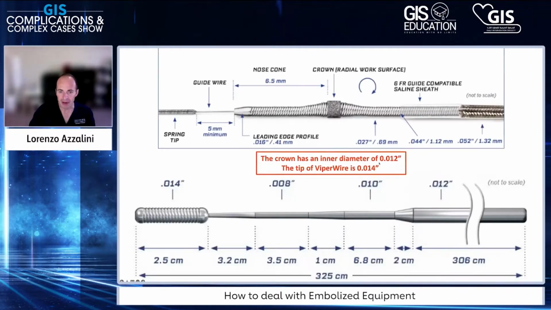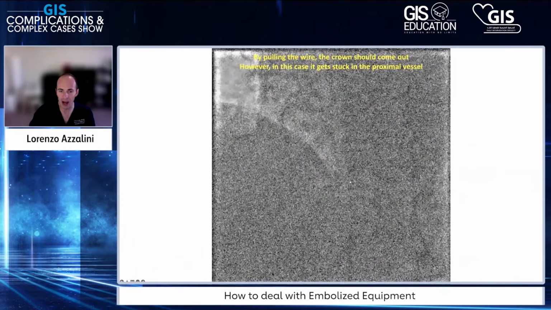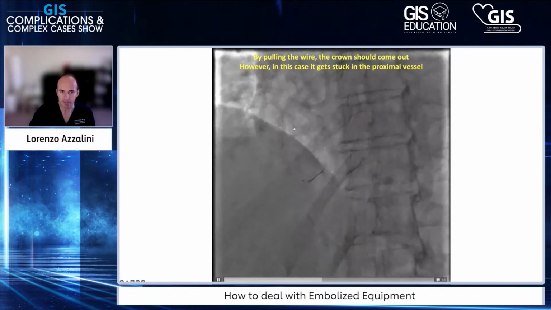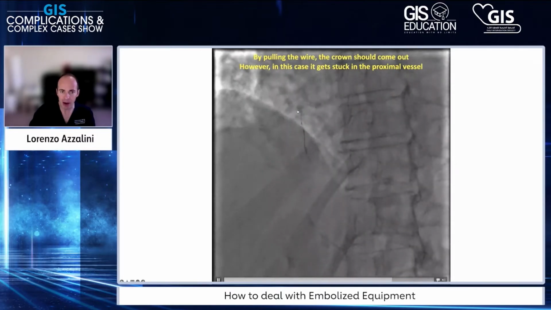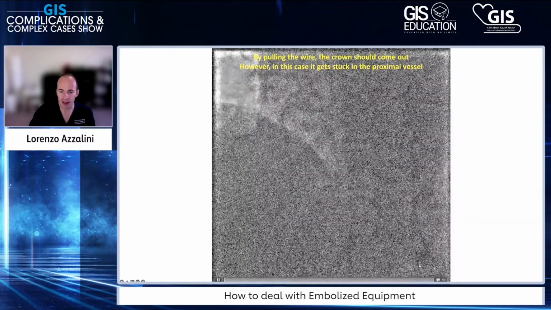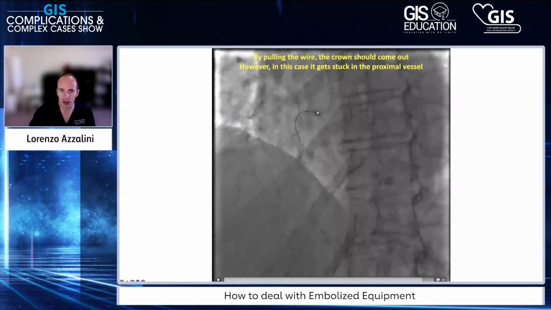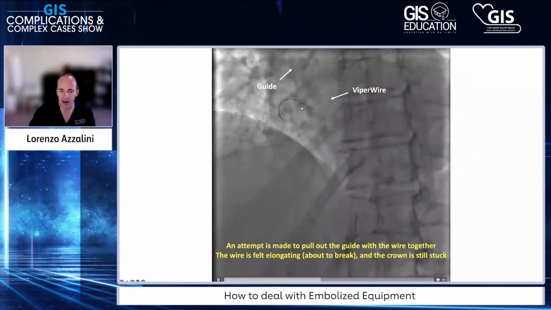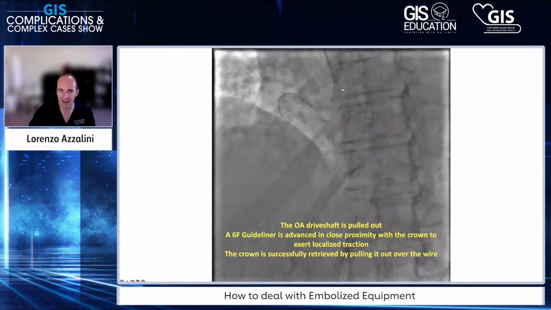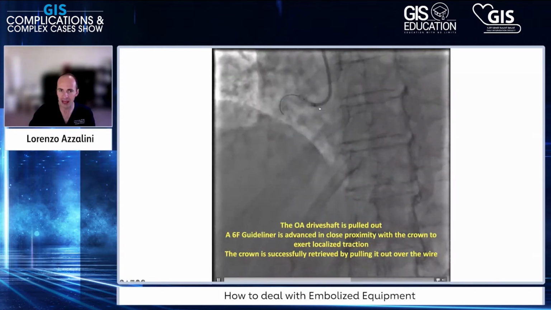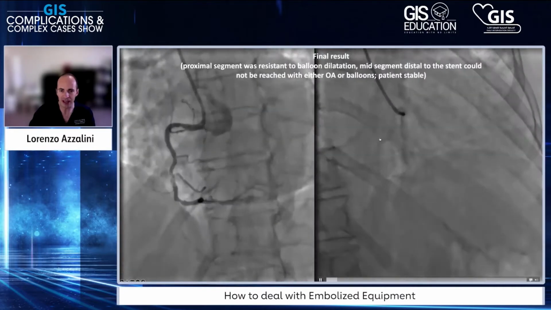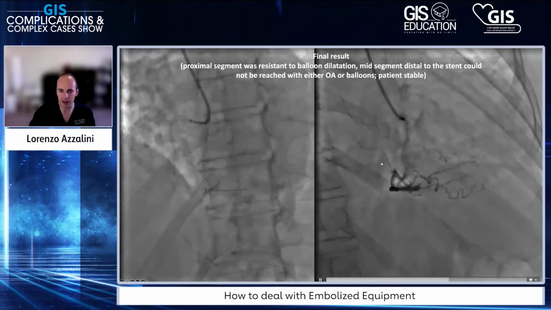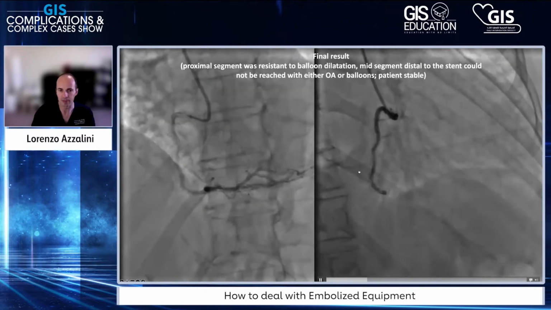So what we do, you can see here clearly the fracture. Since the crown has an inner diameter of 0.012 inches and the tip of the ViperWire is 0.014 inches, we can just pull back the wire, trying to hook this part of the crown, and then it will come back, but it will just get stuck here at the guide catheter because of non-coaxial alignment. We try to pull harder, but then we feel the wire elongating, about to break, and the crown is still stuck. So we advance a guide catheter extension, make it more coaxial, and then pull everything out as a unit. And we finish the case being more conservative with this lesion that could not even be crossed by the atherectomy earlier.